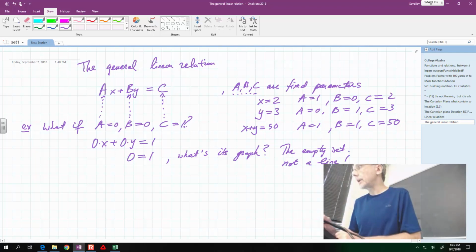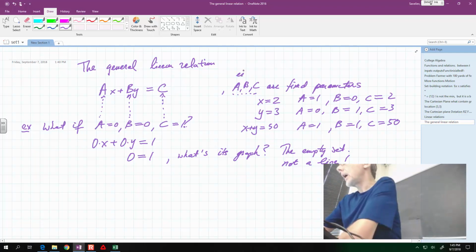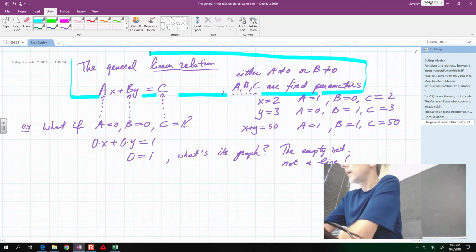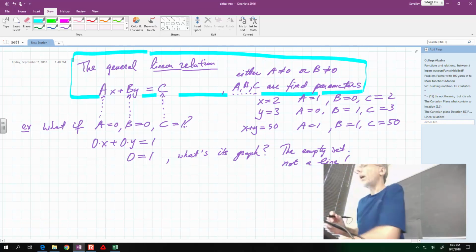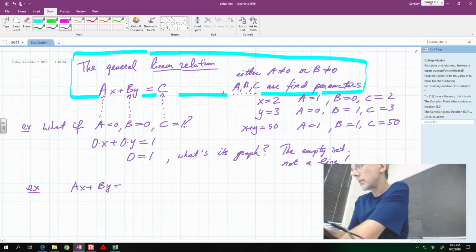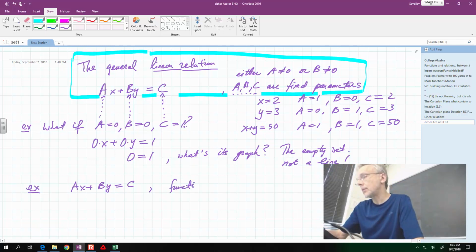That's why a linear relation has an extra restriction: either A is not equal to 0 or B is not equal to 0. So you cannot have both A and B be zeros in order to have a linear relation. The formula is the same, but the restriction on the coefficients A, B, and C is that A and B are not both equal to 0. So what remains is examples that are more reasonable. AX plus BY is equal to C. What can we do with it? We can produce functions.